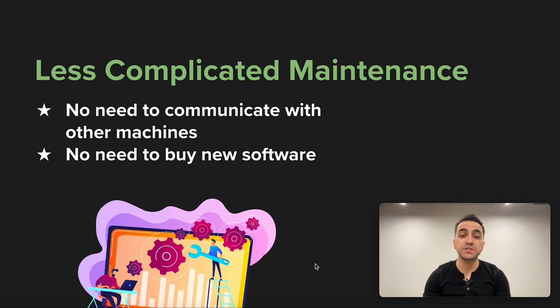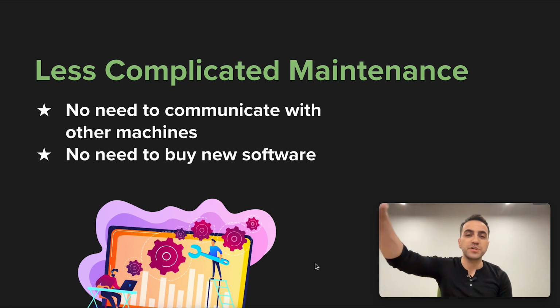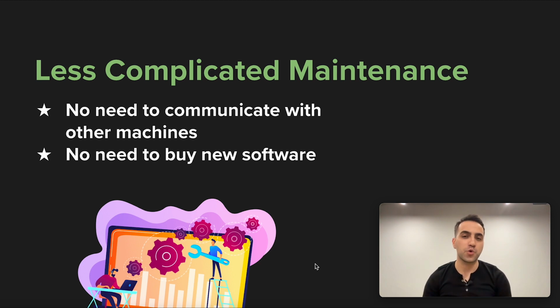Another advantage is less complicated maintenance. Let's flash back to our restaurant analogy. Which one do you think is easier to maintain and manage? Multiple different branches in various different locations, or one single store? A single store, however large it is, is generally easier to maintain and manage. When you have a lot of branches in various locations, it's a lot harder to maintain.